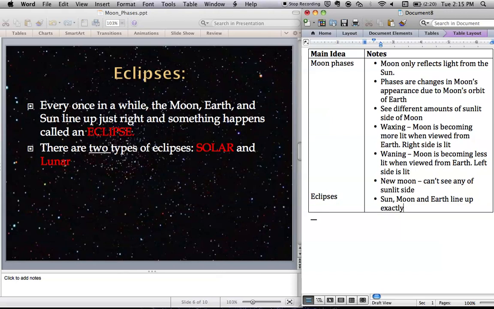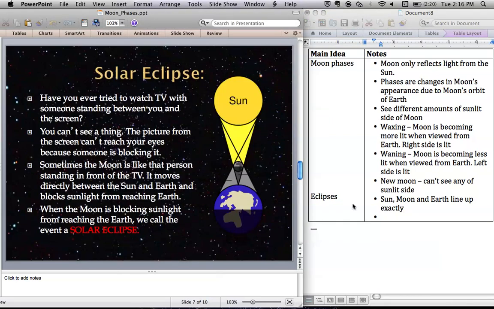So these three objects are exactly lined up. They're not at all off, a little high, a little low, or anything like that. And there are two main types of eclipses. We're going to talk about each: solar eclipses and lunar eclipses. So we're going to talk about a solar eclipse first.